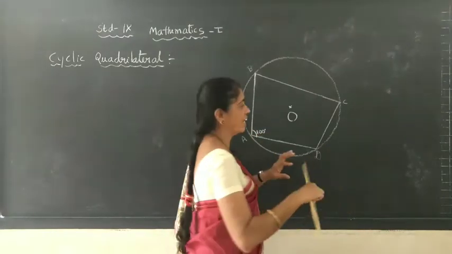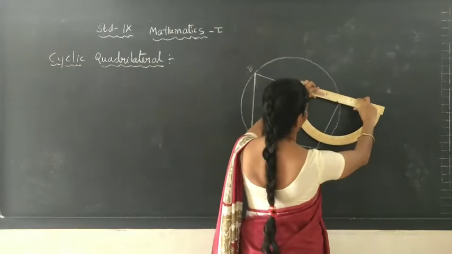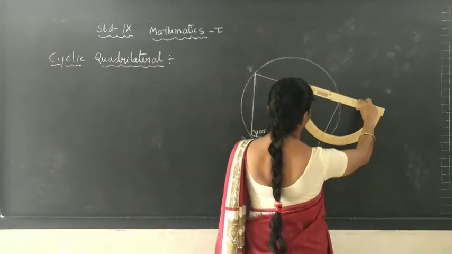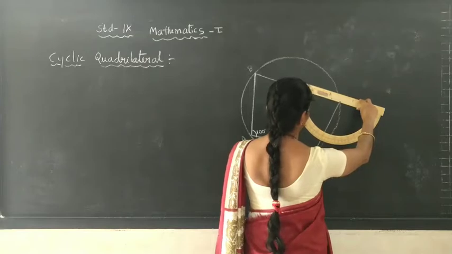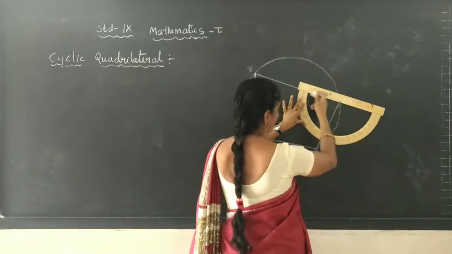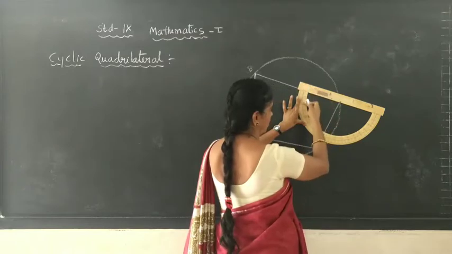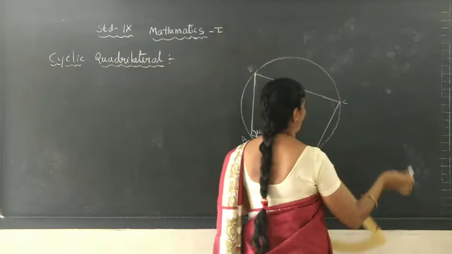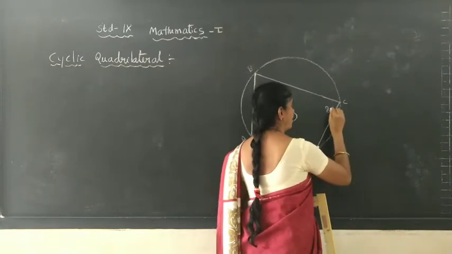Now I will measure the angle C. Now I am measuring this angle from here to here. From this side 0, 10, 20, 30, and so on, it will come to 80. It is 80 degree I got.